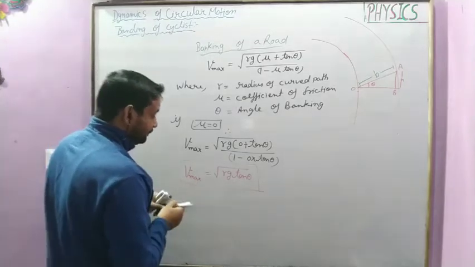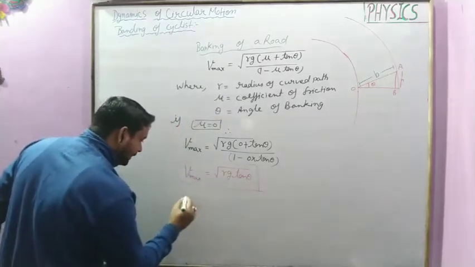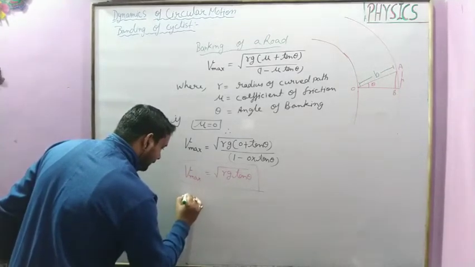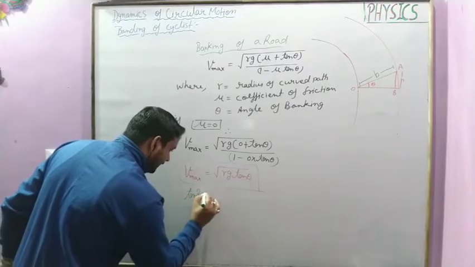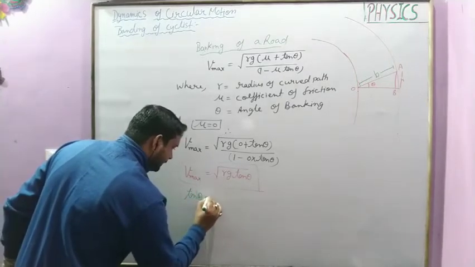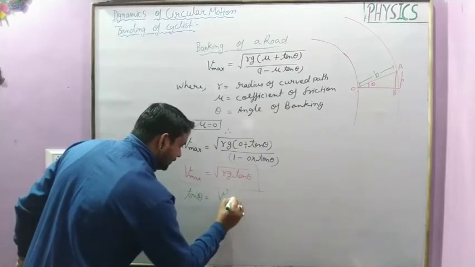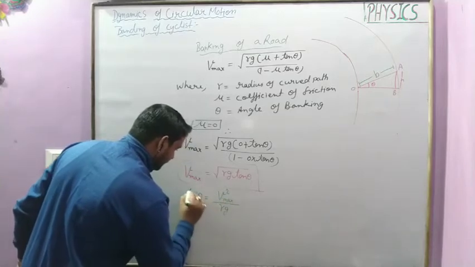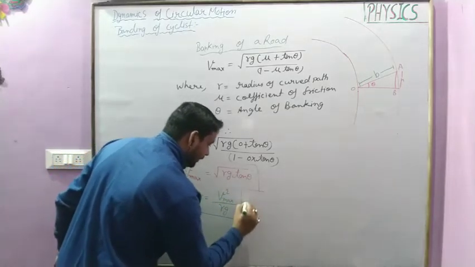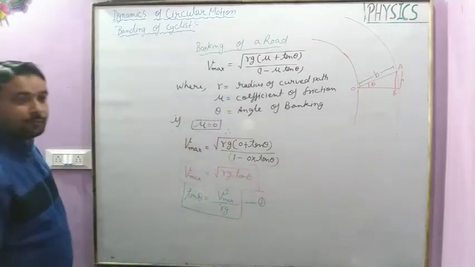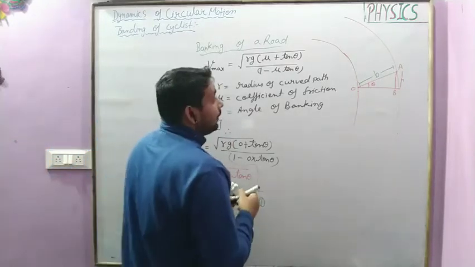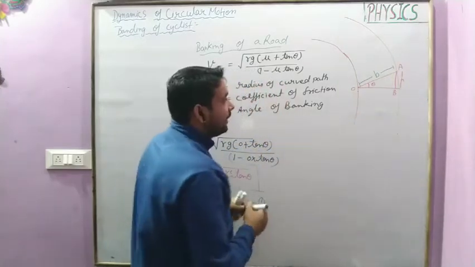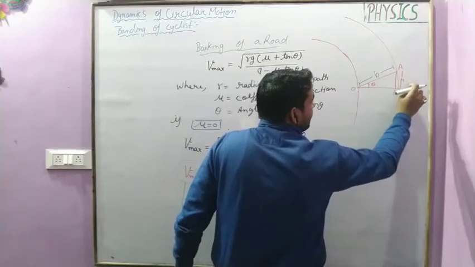Next, from here we calculate the result for the angle of banking, that is, tan theta is equal to v square upon rg, where v is v max. This is our first equation. Now here OA is the width of the road and AB is the height of the road.